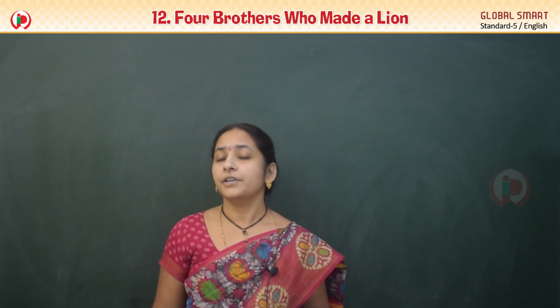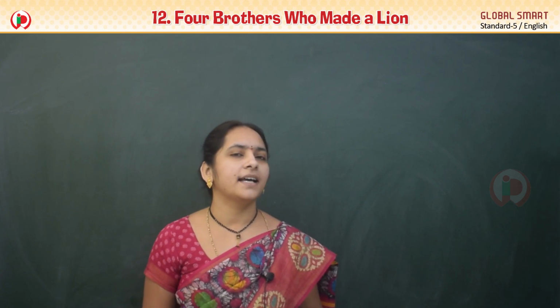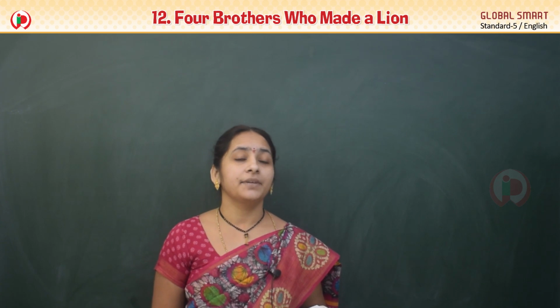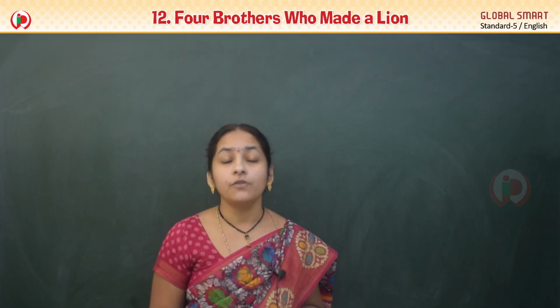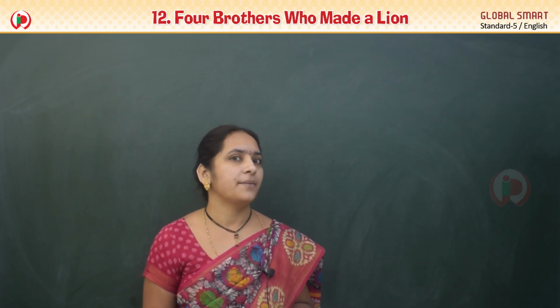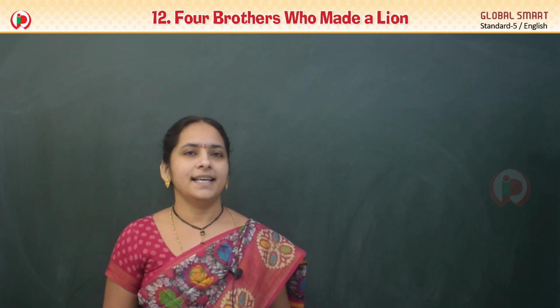Hello children, have you read the lesson? Four brothers made a lion. Who made a lion, right? Very interesting. Even if we have powers, if we behave foolishly, we can lose our life sometimes. That is what we can learn from this lesson, right?